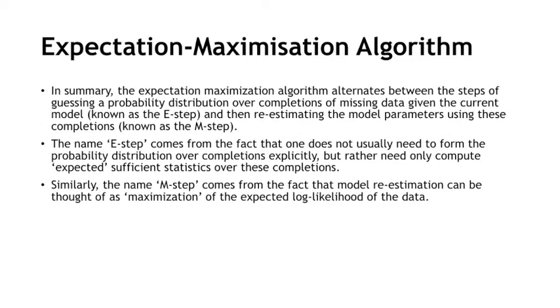We can now summarize the expectation maximization algorithm as alternating between an expectation step and a maximization step. We guess a probability distribution over completions of missing data given the current model, and then re-estimate the model parameters using the previously calculated completions. The E-step gets its name from the fact that we are not explicitly calculating any probability distribution, but rather computing expected sufficient statistics. Similarly, the M-step helps with the maximization of the expected log likelihood of the data. Confused, right? This sounds very hazy. So let us now try to understand the steps of the expectation maximization algorithm with the help of a numerical example.